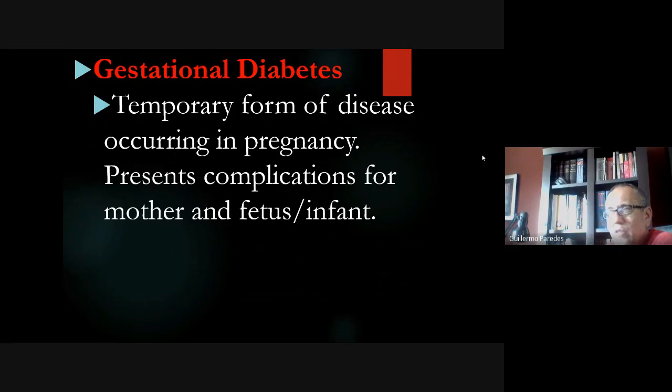So when you destroy 60% of these islets of Langerhans, you can enter into a deficit of insulin. So you can get into diabetes mellitus. This is the case of diabetes type 1, an autoimmune disorder. They are going to destroy the islets of Langerhans.